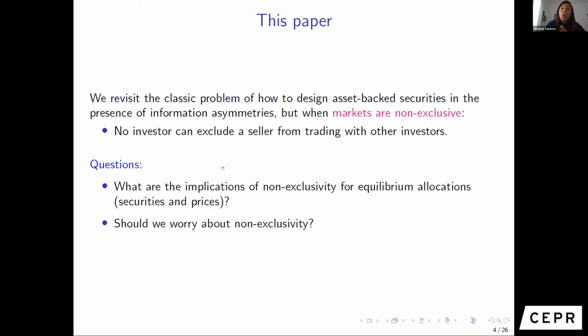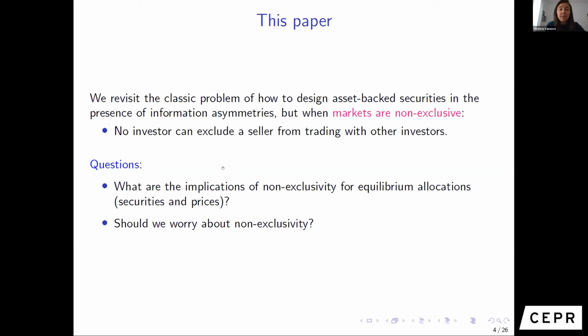Within this setting, our goal is to understand the implications of this form of non-exclusivity for equilibrium allocations: how much funds will sellers be able to get, how much trade will there be, and at which prices. And then we think about the normative implications, to see whether or not we should worry about the opacity that this form of non-exclusivity generates.